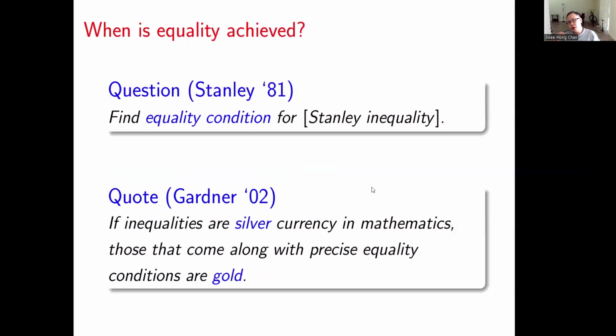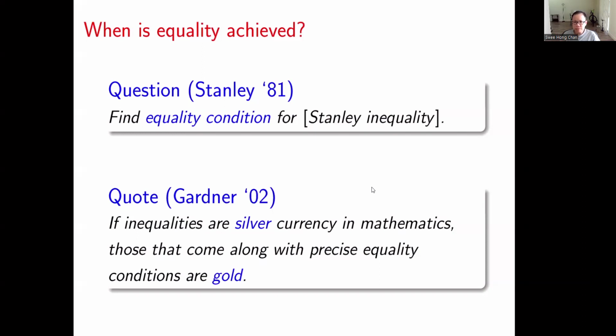Okay, now that we understand Stanley's inequality, let us move on to a problem that Stanley asked in the same paper. In the same paper, Stanley asked for the equality condition for Stanley's inequality, that is, he's asking for exactly when equality occurs. Now, this is actually a very natural question to ask, because usually researchers in this area use equality conditions as a benchmark to show that we have achieved a next level of understanding of the inequality. That's why Stanley asked this question.